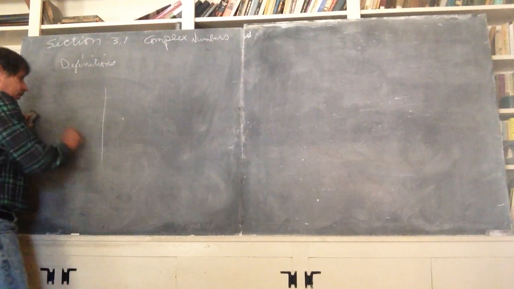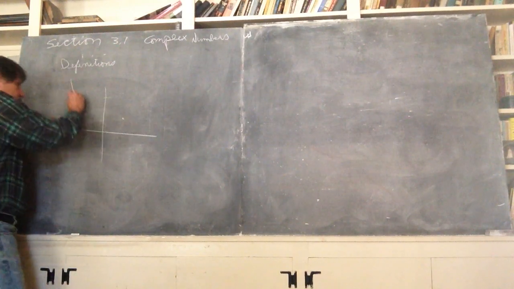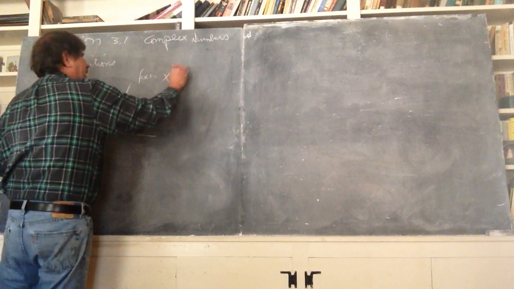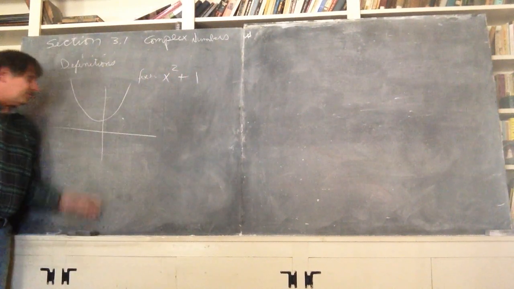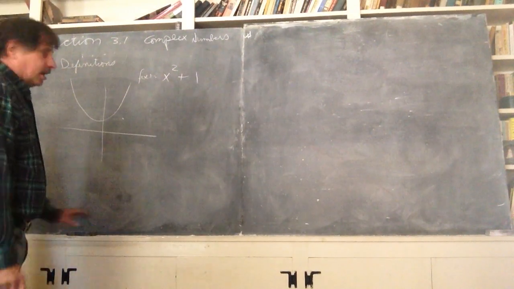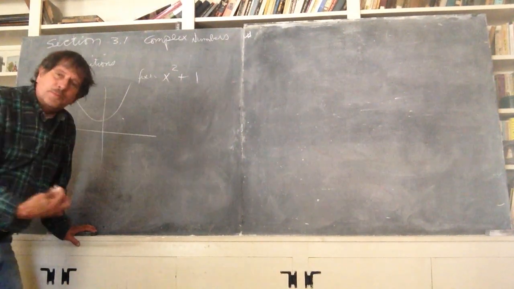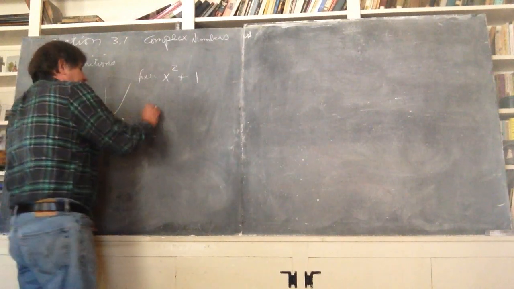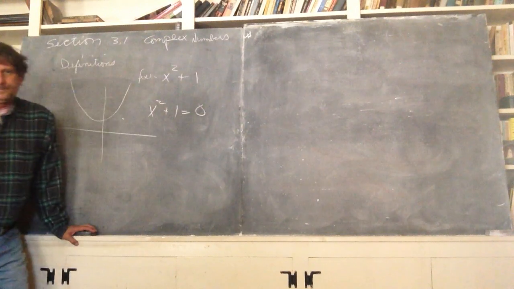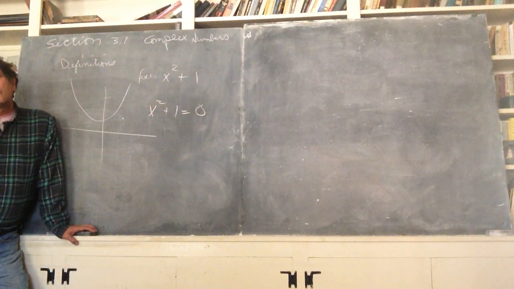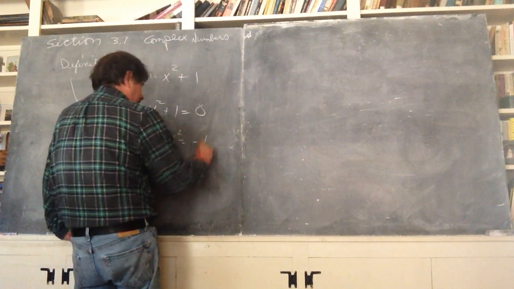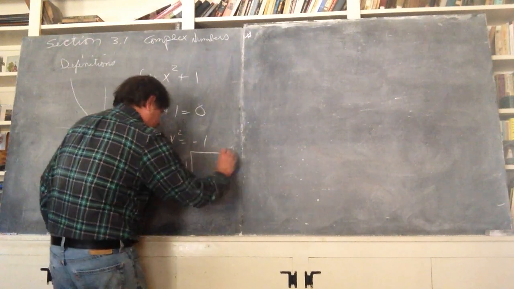Here we go. Here is f of x equals x squared plus 1. And that's a picture of it. And you say, okay, well, that's great, however, we mathematicians are interested in being able to solve every algebraic equation. We want to solve every equation. That means set it equal to 0 and solve it. X squared equals -1. X equals the square root of -1.